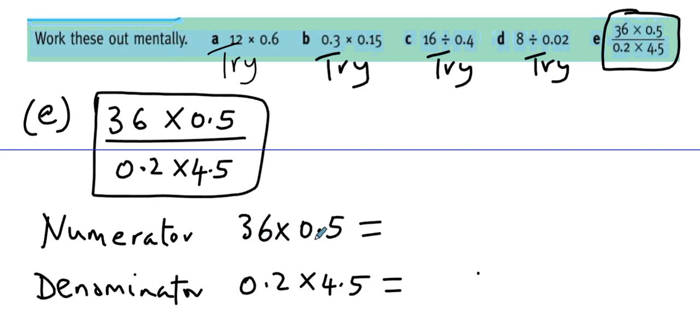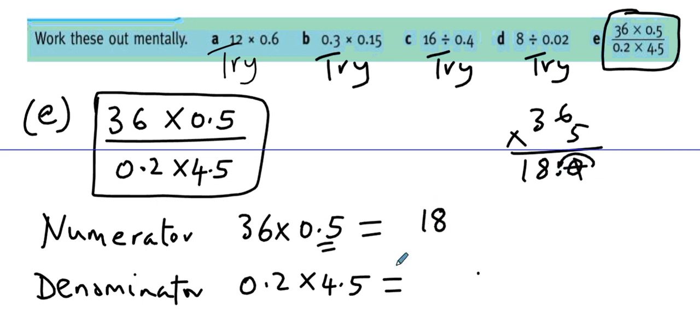Okay, 36 times 0.5. Ignore the decimal point, just do 36 times 5. This is 30, 15, this will be 18. One decimal place, count one number. The answer is 18. How about the denominator?